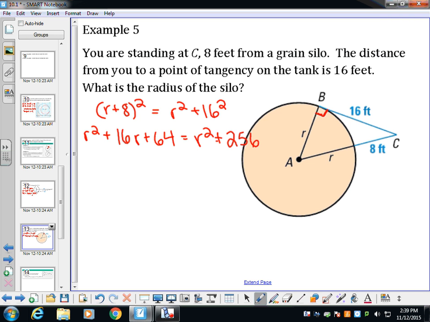Now what's nice is your two r squared terms on both sides cancel each other out. So then I get 16r equals 192. So r equals 12. And since it's a word problem, I must use units. So it's going to be 12 feet.